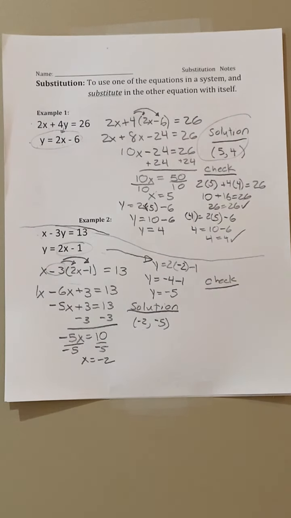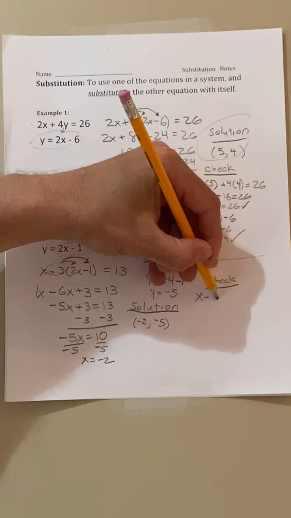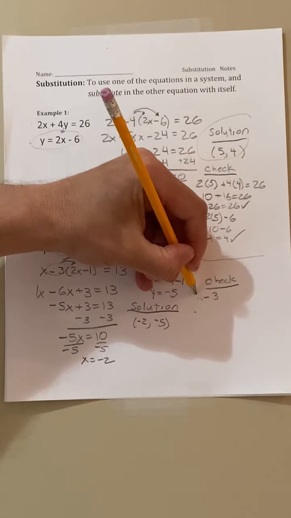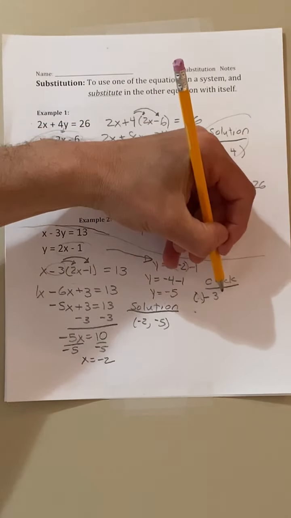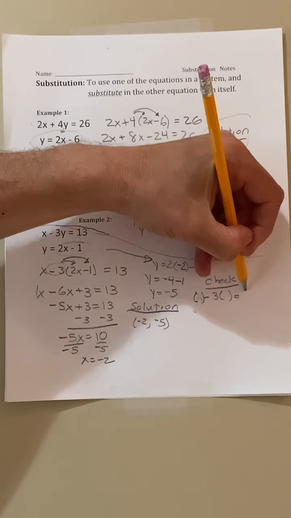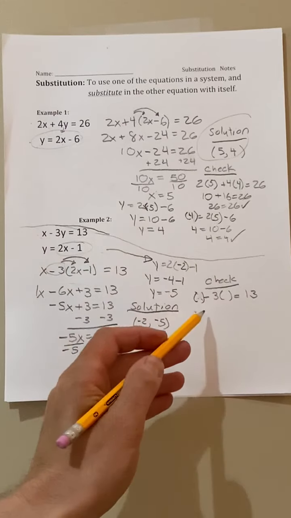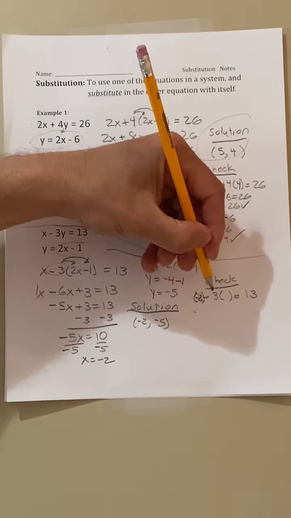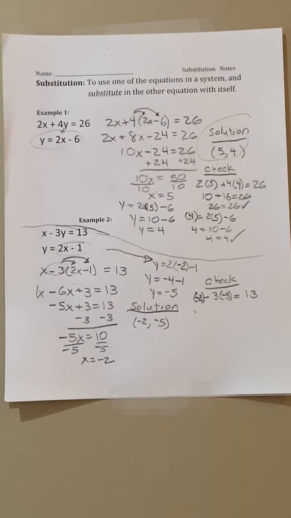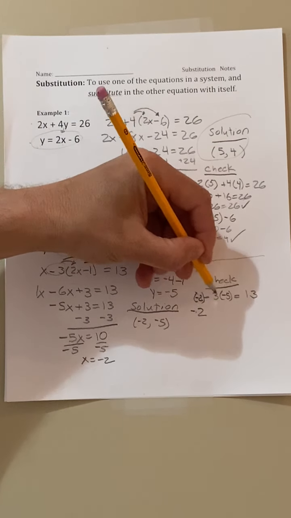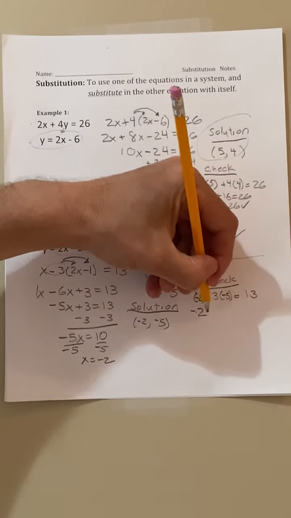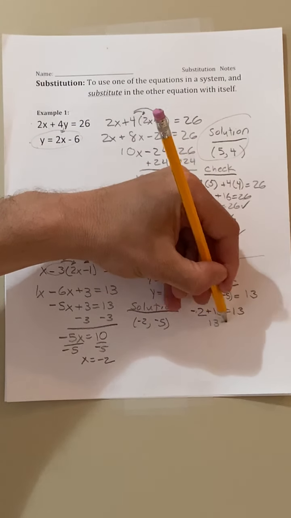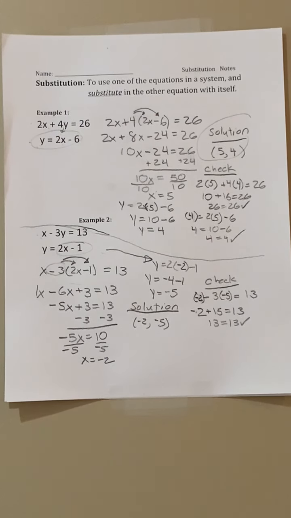Take the first equation, x minus 3y is equal to 13. I almost forgot here, when I'm checking, I leave blank spaces. Notice I just took this equation here, but I left blank spaces for x and y. x is equal to -2. y is equal to -5. So I have -2, and then -3 times -5 gives me positive 15. -2 plus 15 is 13 equals 13. So my first equation checks.